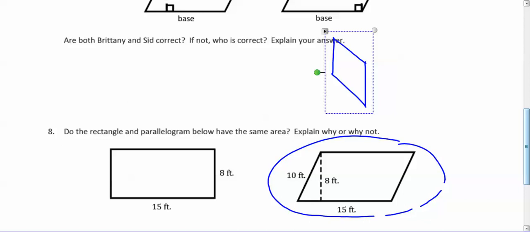Same concepts apply. You're looking for the perpendicular line. So this could now be considered your height, right? And this would be your base. All right, it's just on its side. No big whoop.